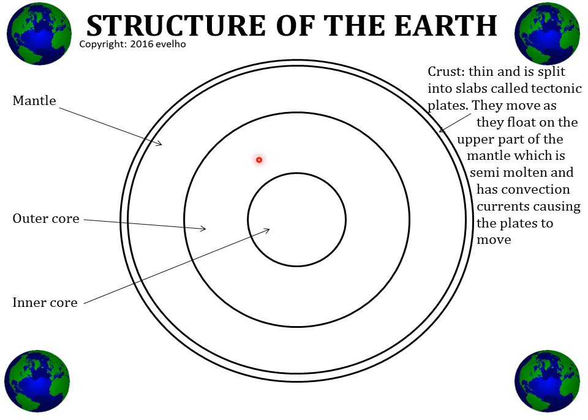You don't need to know too much about it, but this is the crust and it's the thinnest part of the structure of the Earth. It's split into slabs called tectonic plates, and they move as they float on the upper part of the mantle, which is here. The upper part is semi-molten, but the bottom part is more solid. The semi-molten upper part has convection currents, which cause these plates on the crust to move. And as I said, this is the mantle, this is the outer core and the inner core, but you only really need to know about the crust in some form of detail.